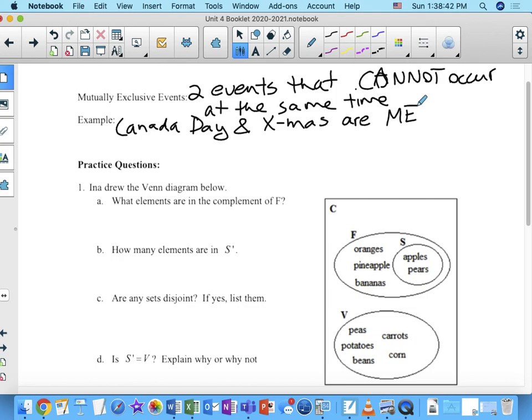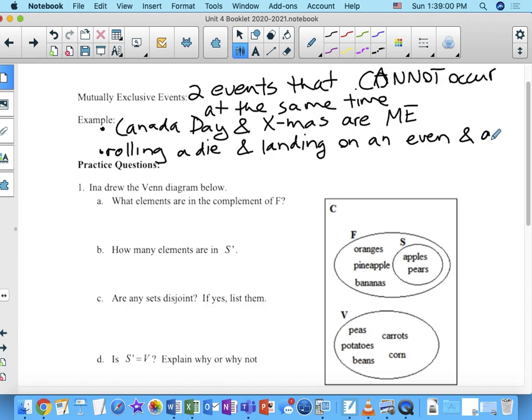Another mutually exclusive event would be rolling a die and landing on an even and an odd number. Okay, that's mutually exclusive. Those can't happen at the same time. You either land on an even number or you land on an odd number. You can, on the other hand, land on an even number and a multiple of 3, because 6 is both even and a multiple of 3.